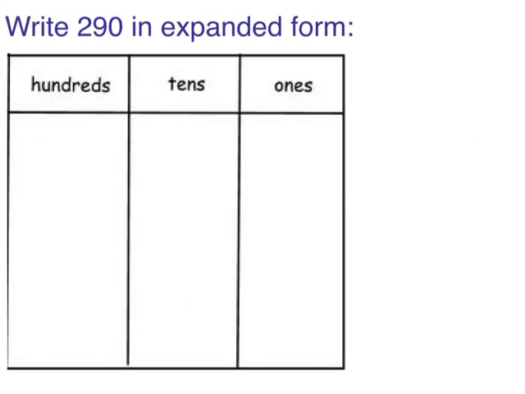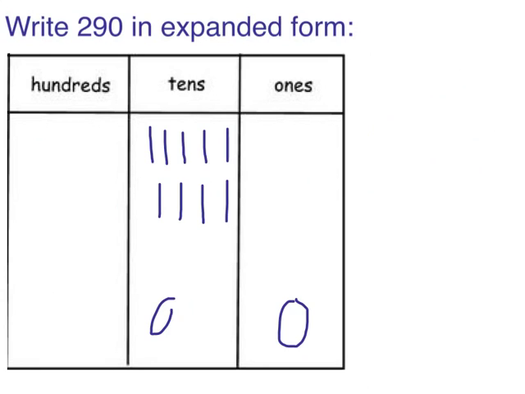Let's look at another example. Write 290 in expanded form. In this number, there's a 0 in the ones place, so I have no ones. There is no value. It's just 0. I have 9 tens. 10, 20, 30, 40, 50, 60, 70, 80, 90. Going to write in my value. And I have 2 hundreds. 1, 2. 100, 200.